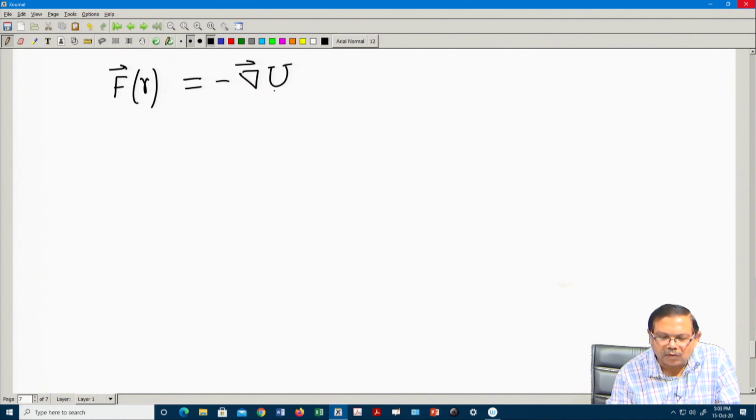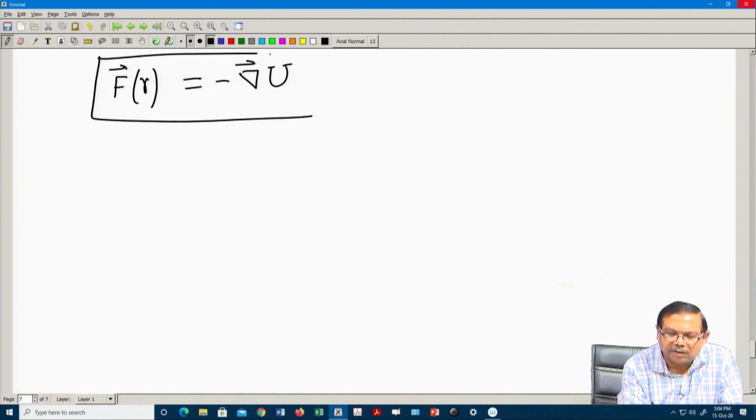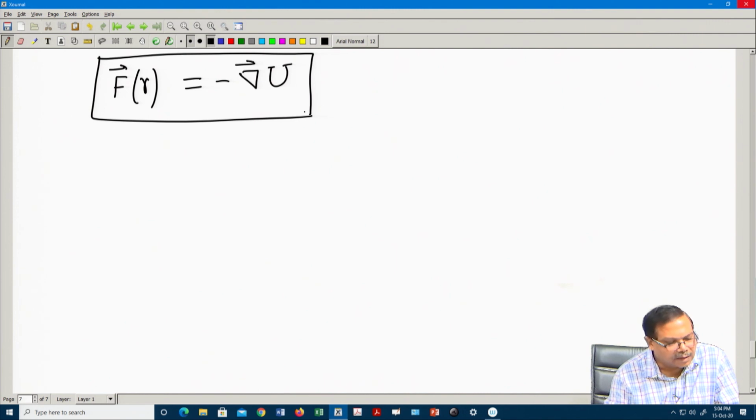So, every central force field is directed towards a point or directed away from a point. These are the properties of a central force field, and next time we will do the problem of a particle moving in a central force field.